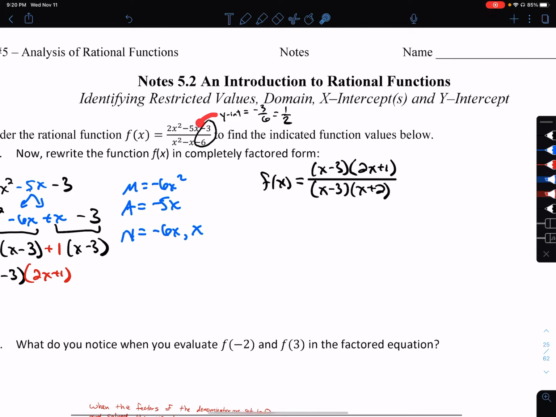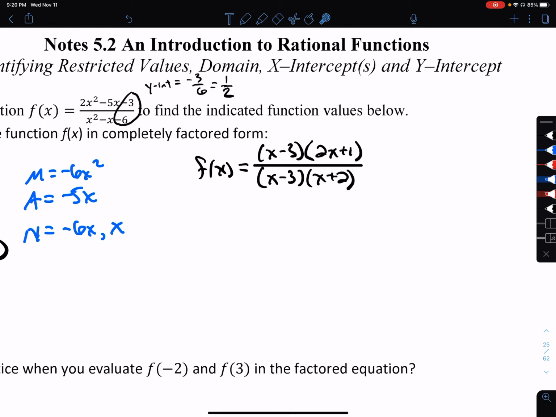Once again, to find the y-intercept, take the constants and divide those. Now from here, once we have it factored, we got all kinds of good information we can get from this. If a factor cancels from the top and the bottom, you're going to have a hole in the graph at whatever would make that factor equal to 0. So we're going to have a hole at x equals 3. If you have a non-canceling factor in the denominator, like the x plus 2, you're going to have a vertical asymptote at whatever makes that 0, x equals -2.